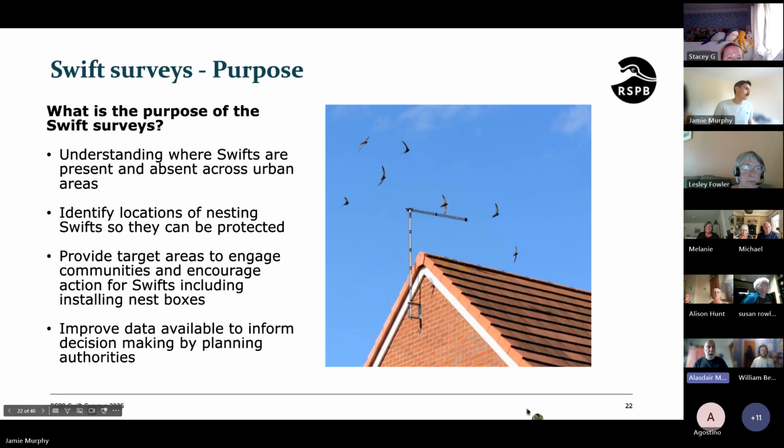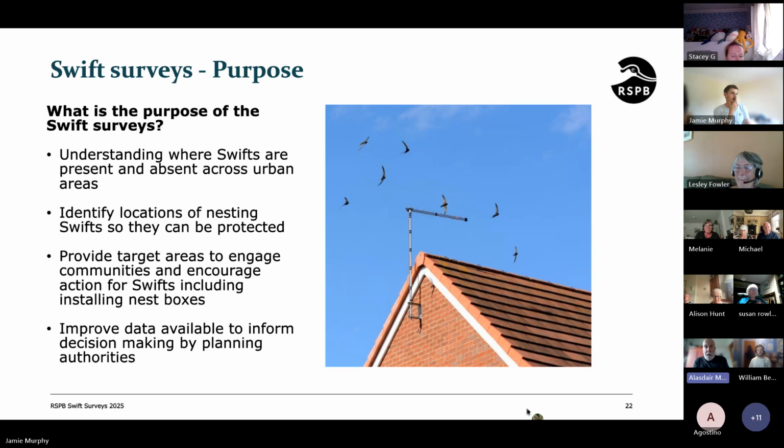Right. Okay, hello again, everybody. This was mentioned briefly at the beginning of the meeting, but to talk about the real purpose, why we're actually doing the Swift surveys, a lot of it's to do with this decline in numbers. We need to understand what's happening to swifts. We need to know where they're declining, where they're increasing in numbers, if that's happening anywhere. So overall, we need to have a picture of what's happening to our swift population.